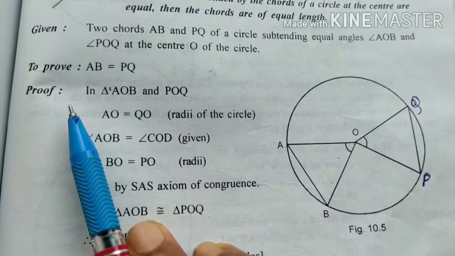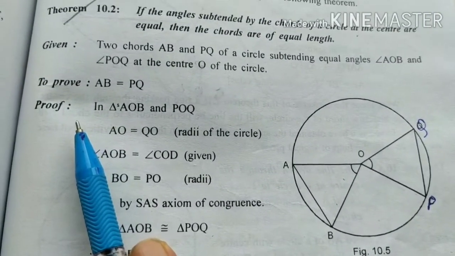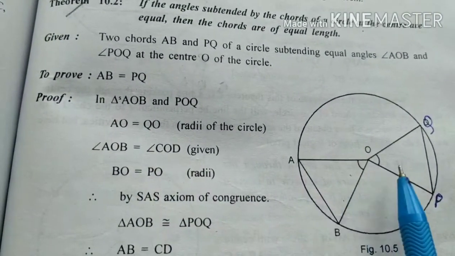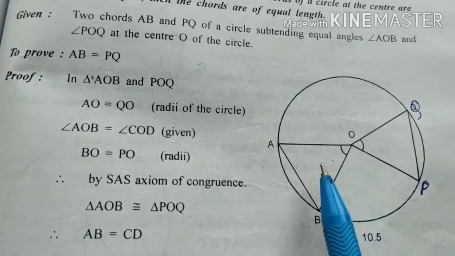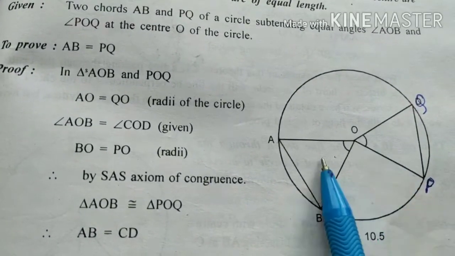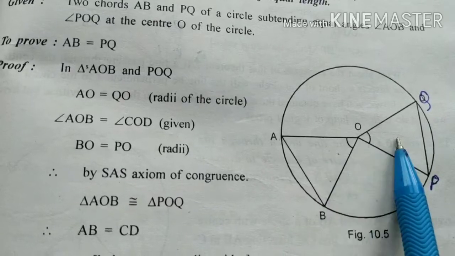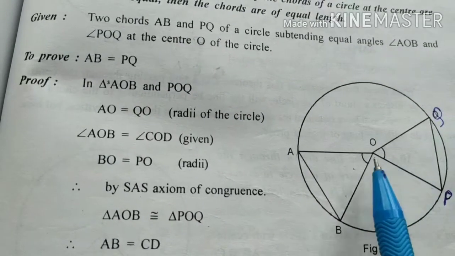So according to the given, you have to think carefully. When proving, how many triangles do we see here? Well, we can find the two triangles. So see, you can start from here.